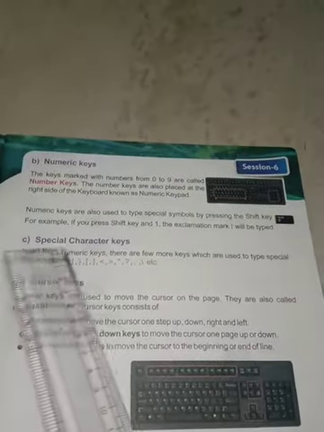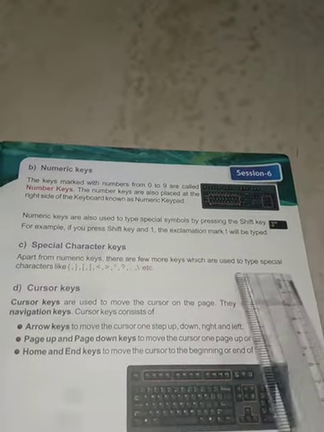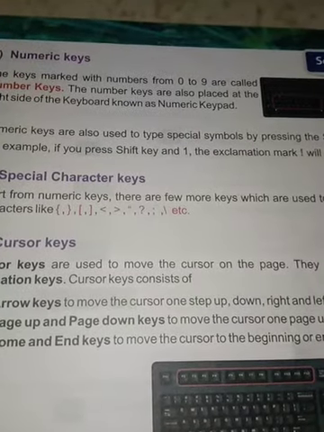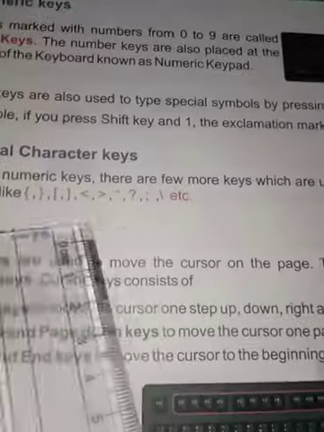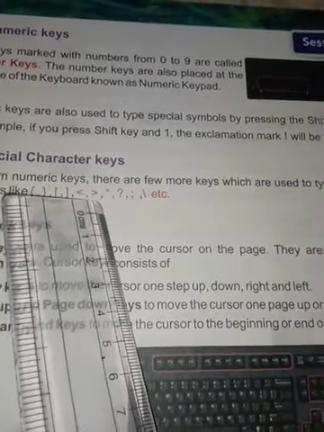So next, special character keys. Apart from numeric keys, there are a few more keys which are used to type special characters like brackets. So you have 0 to 9 on the numeric button, and special characters. Other than that, you have these many special characters: the flower brackets, square brackets, greater than, lesser than, question mark, and many more.